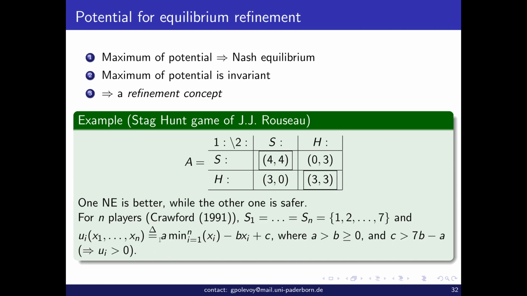And the utility of a player is as before. You first look at the minimum investment, which is what you can get as a team. Can you get a stag, or you can only get something small? And from the minimum investment, you also need to subtract your effort. So it's A, some parameter, times minimum investment, minus B times your investment, plus some parameter C, which just makes sure that the utility is positive. So now look at the game by Crawford.